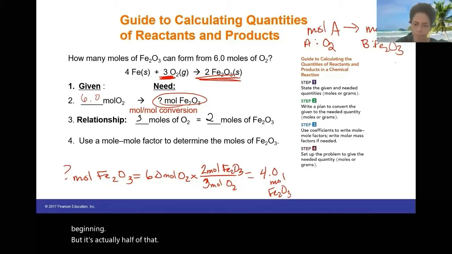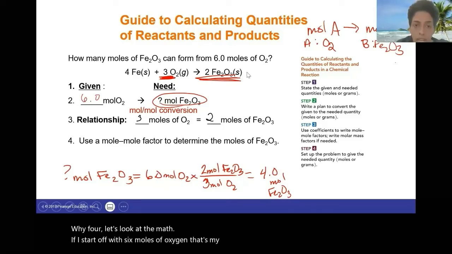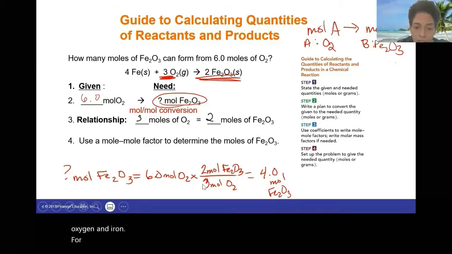All right. Why 4? Let's look at the math. If I start off with 6 moles of oxygen, that's my given amount, and I use my molar ratio between oxygen and iron, for every 3 moles of oxygen that is used, I have 2 moles of iron that are produced. So 6 times 2 is 12, divided by 3, and I get 4 moles of iron 2 oxide.